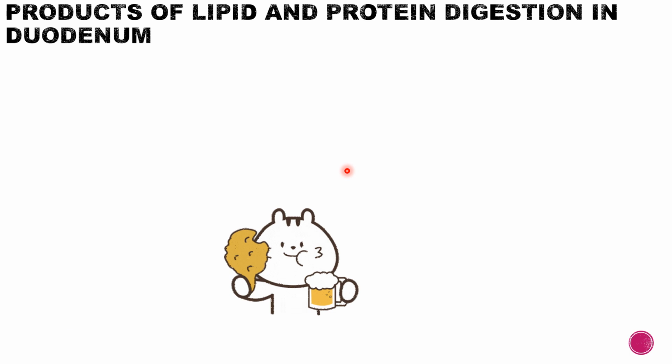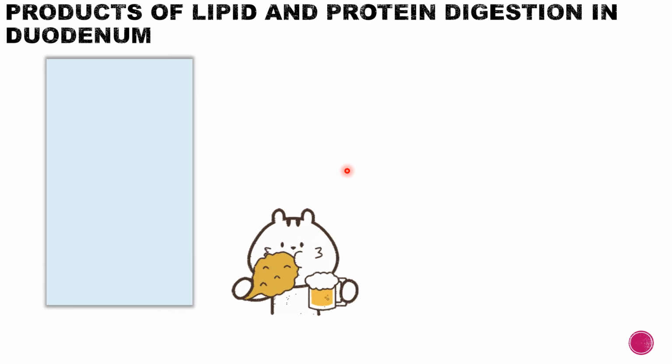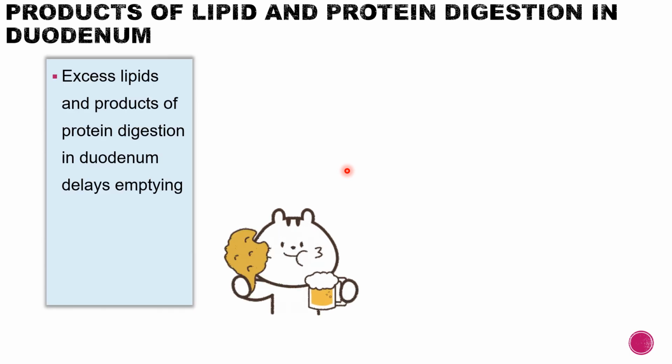We talked about volume of meal, then pH of duodenal contents, osmolarity of duodenal contents. Now we are talking about products of lipid and protein digestion in the duodenum. So excess lipids and products of protein digestion in the duodenum delay emptying. We take large amounts of protein and lipid. They are being digested, and for a long time the intestine is taking a long time to digest the protein and lipid.